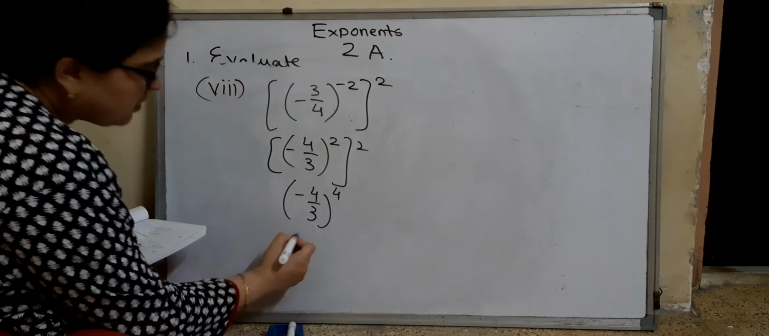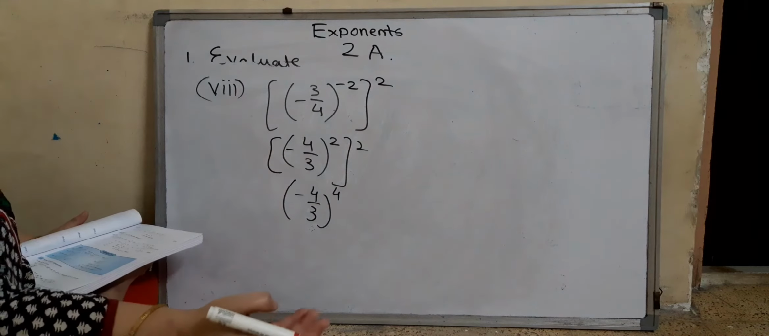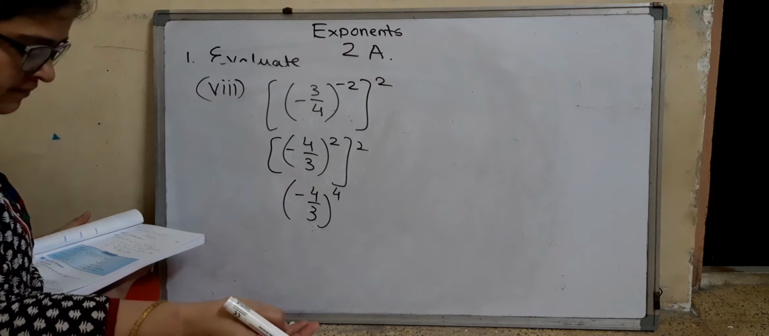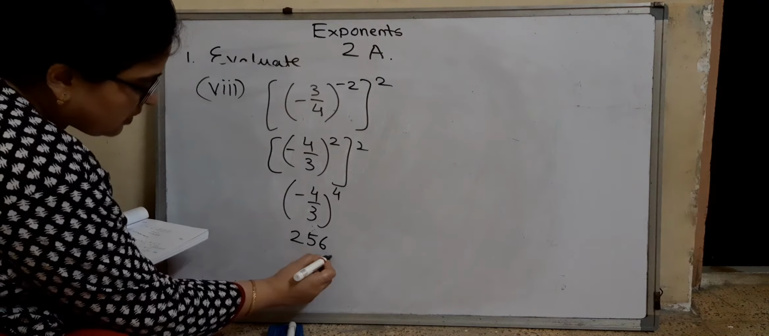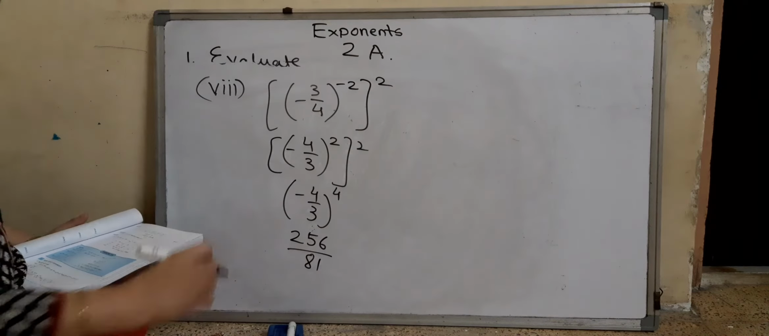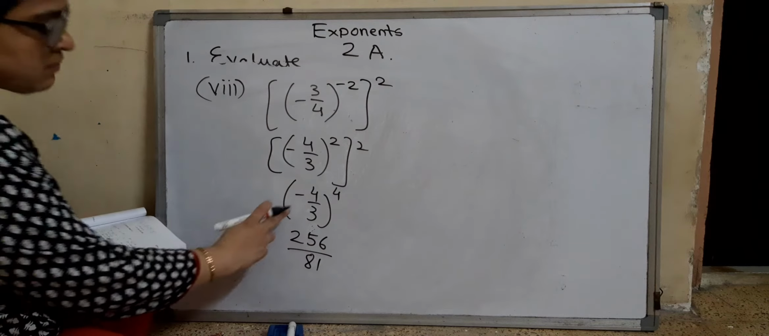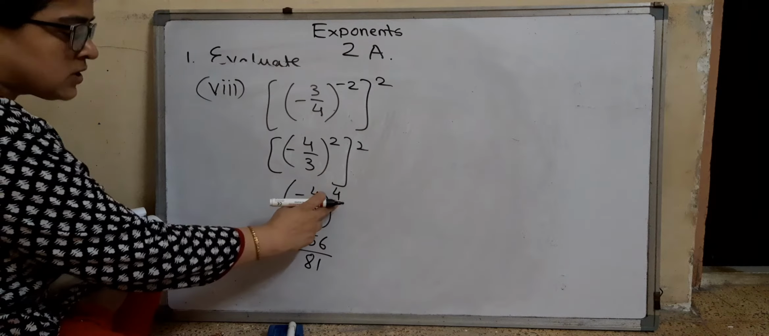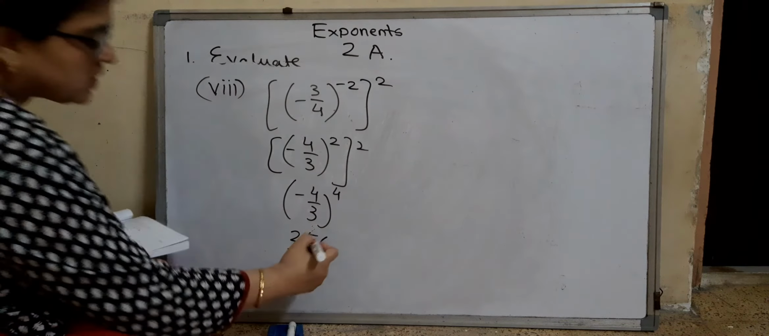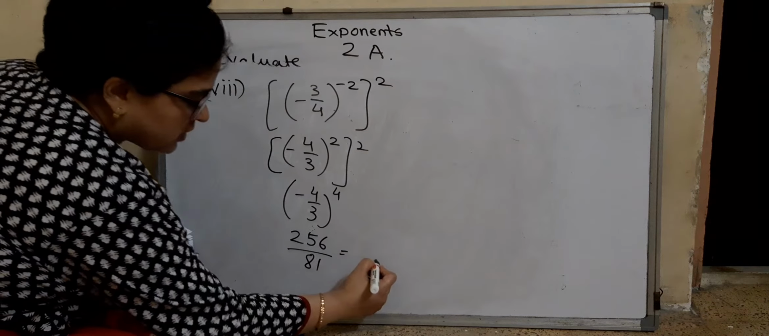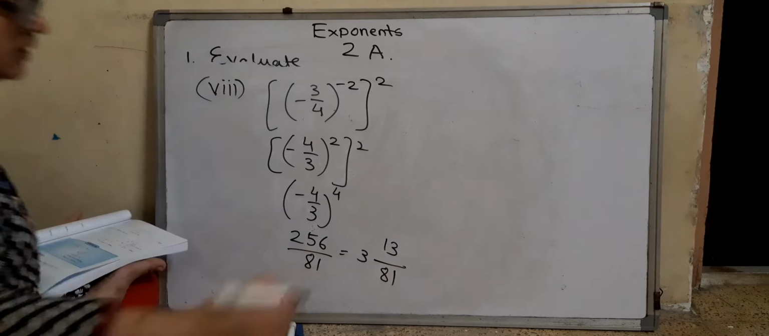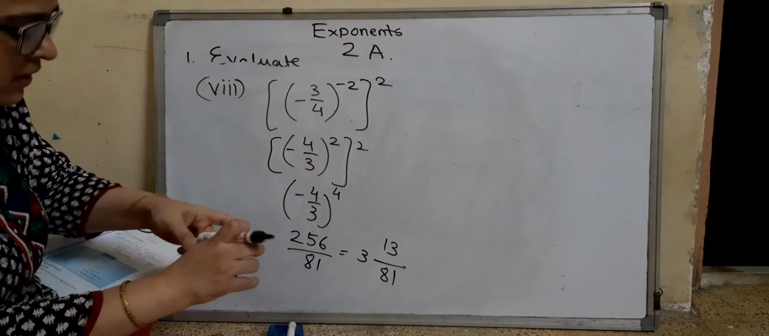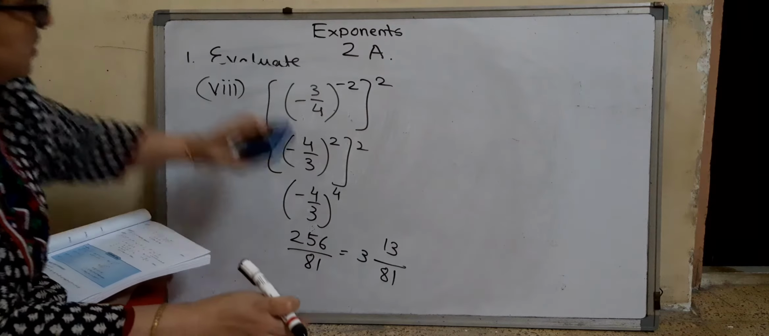Now we have 4 raised to 4: 4 4s are 16, 16 4s are 64, and this will become 256 upon 81. 3 raised to 4 is 81. Now minus minus becomes positive because it is an even number. Now this is an improper fraction, so convert it into a mixed fraction. 81 3s are 243, so the answer is 3 13/81. Eighth sum done. Next, ninth.